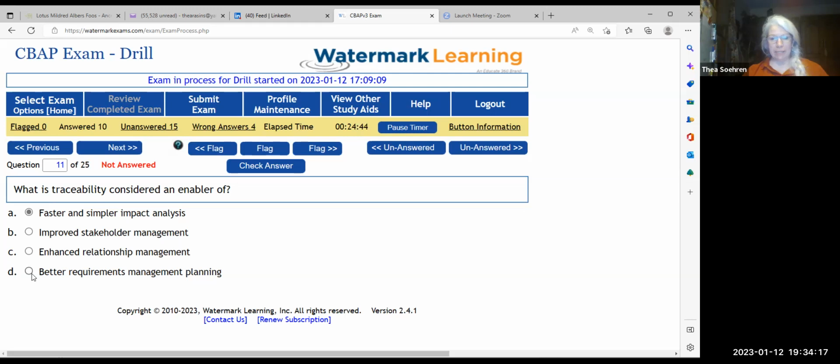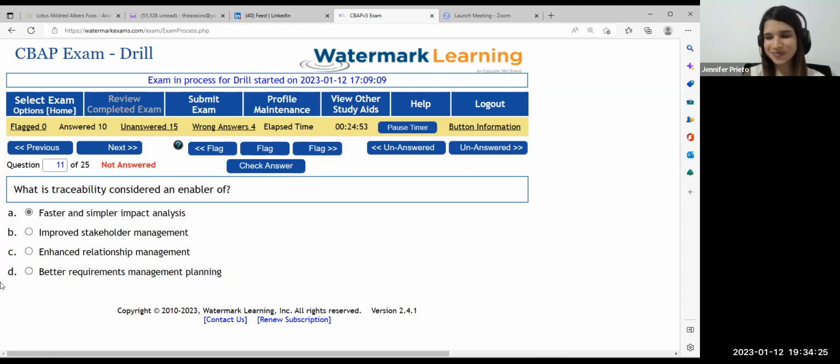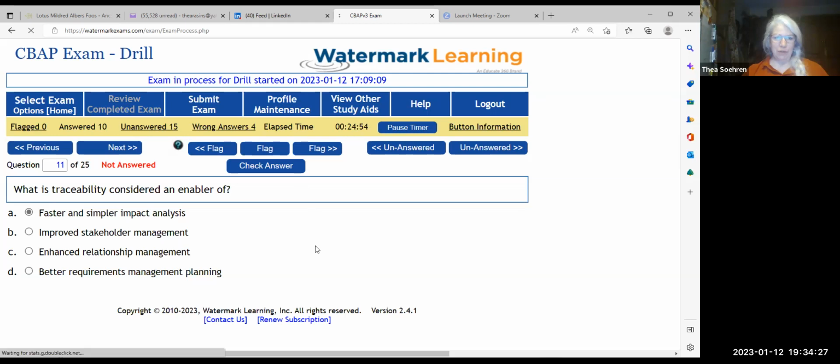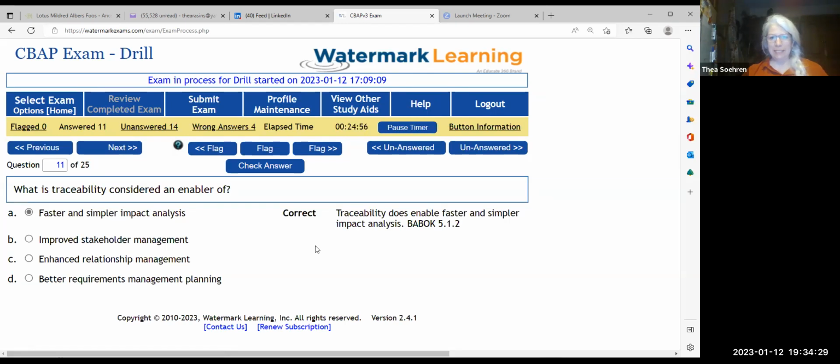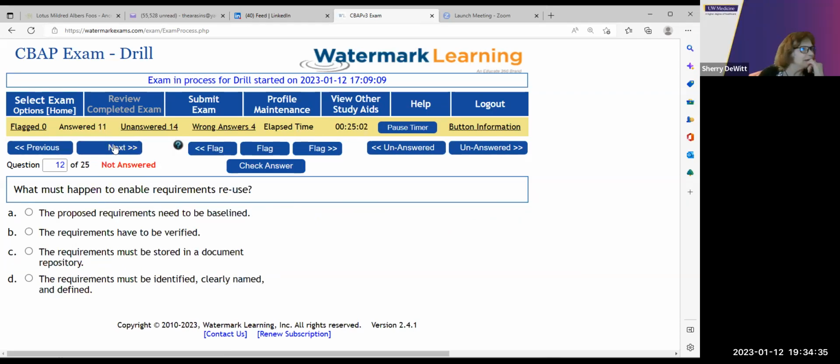Requirement that was not met, faster and simpler. What did you put? Traceability enabler? I think it's A. Okay, I've got two votes for A. Let's check it. Traceability does enable faster and simpler impact analysis. Oh, good. I would have picked B also.